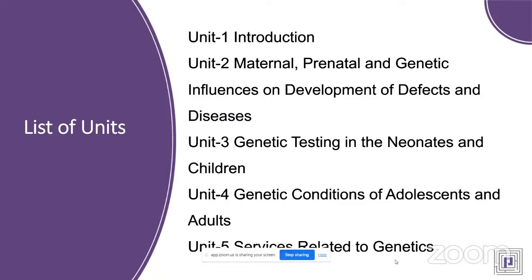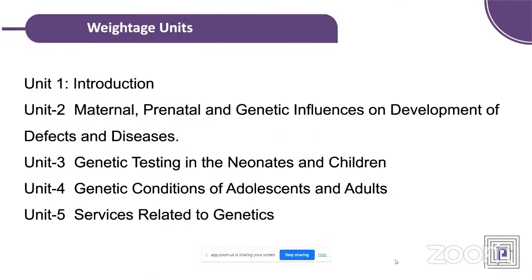So first will be the introduction to genetics. The second unit discusses maternal, prenatal, and genetic influences on development, defects and diseases. The third unit will be genetic testing, which is performed in neonates and children. The fourth unit will be genetic conditions of adolescents and adults. And the fifth unit, services related to genetics. So all these are the topics which are discussed in genetics.